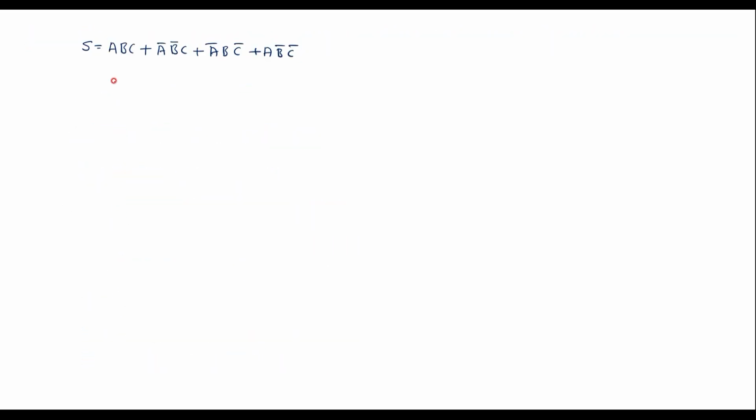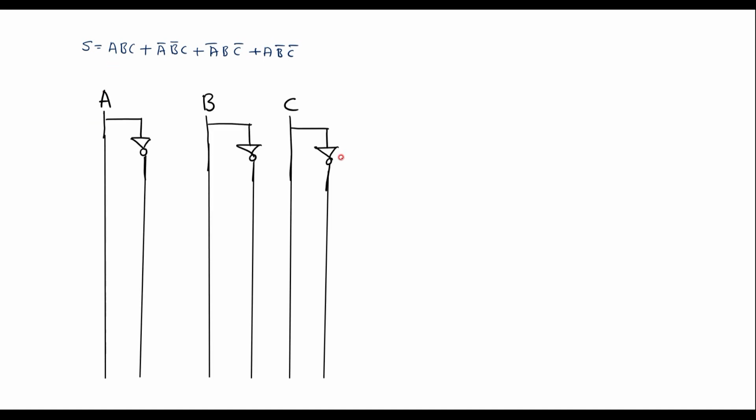So now we'll realize this expression using basic gates. Here there are 4 terms, so we need 4 AND gates. Say this is the first AND gate. Here we should get A, B, C. So this is A input. Another input is B. We have another input, that is C.